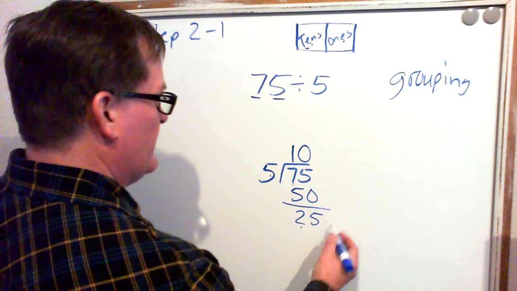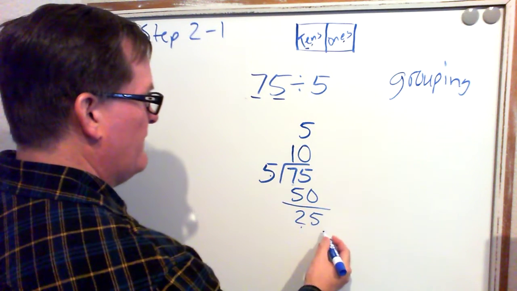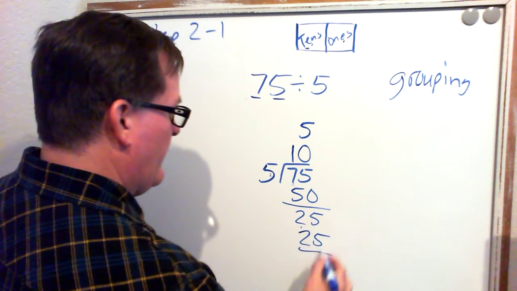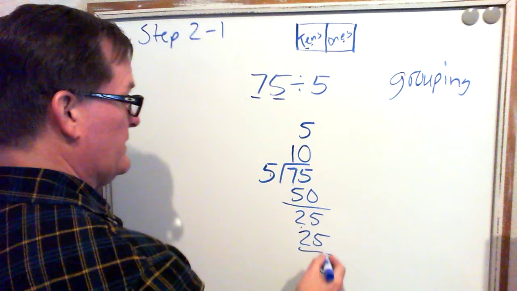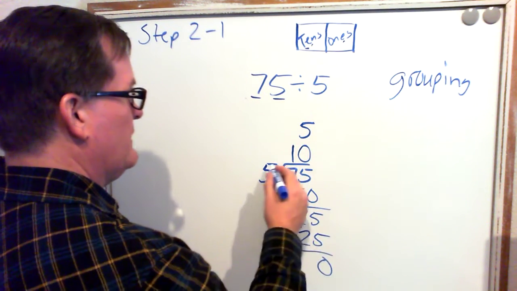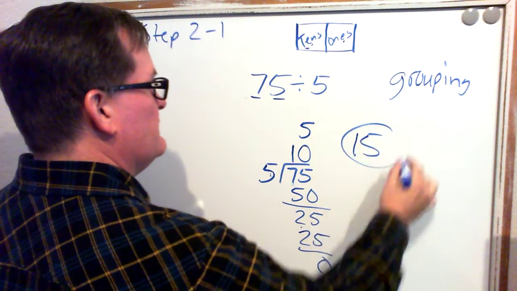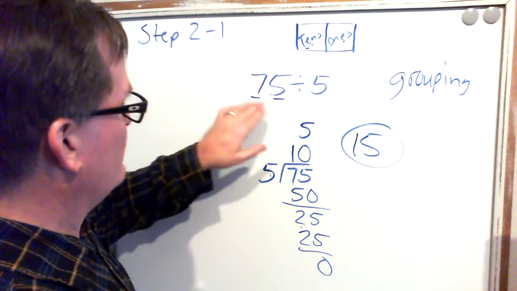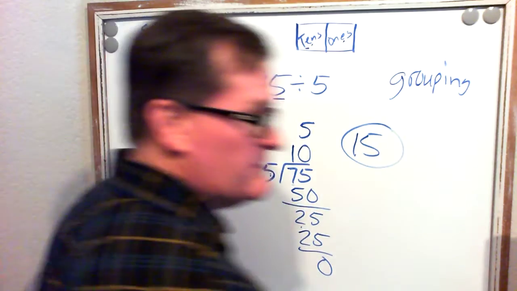And we know an actual fact here, and I'm going to put it right up here. 5 goes into 25 5 times. 5 times 5 is 25, and I have a 0 remainder. I put the 5 in the units place because it's 5 times 5, not 5 times 50. Then when I add these two up, 10 plus 5, my answer is 15. So the answer to that problem, if I broke 75 into groups of 5, how much would each group have? The answer is 15.